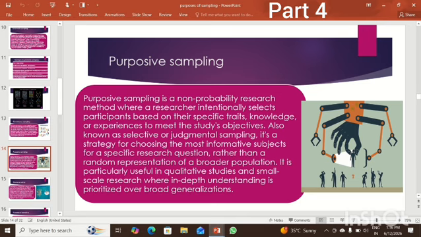Purposive sampling is also known as selective or judgmental sampling. It's a strategy for choosing the most informative subjects for a specific research question, rather than a random representation of a broader population. It is particularly useful in qualitative studies.